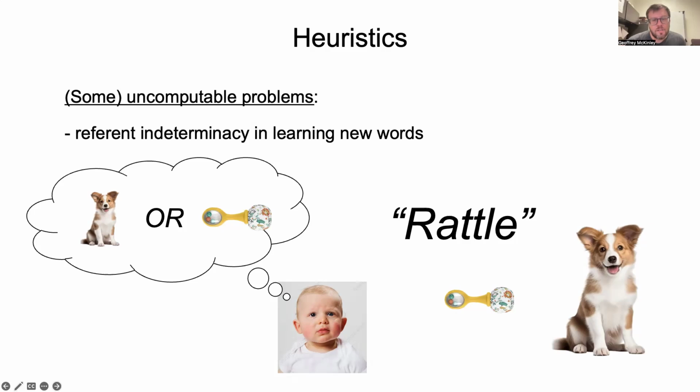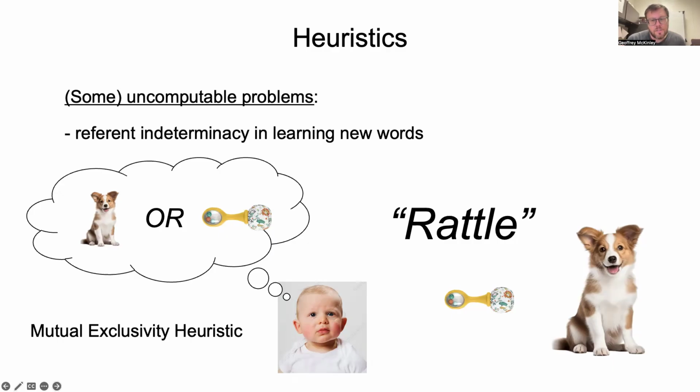And so this creates an uncomputable problem in the sense that logically a word could refer to anything within the learner's perceptual field. And this is a problem of referential ambiguity, which is a form of referential indeterminacy. So the way we get around this is what we call the mutual exclusivity heuristic.